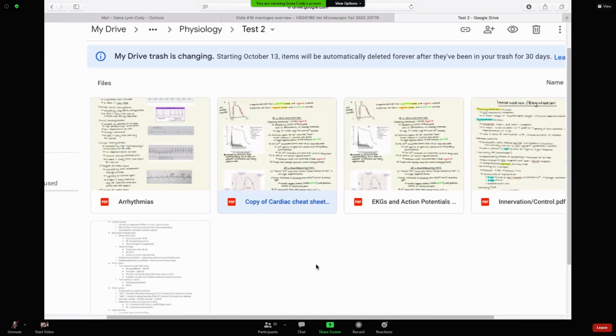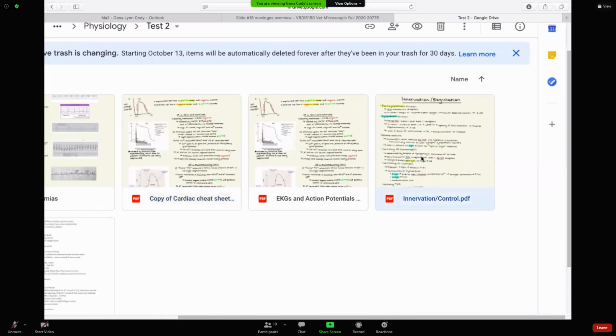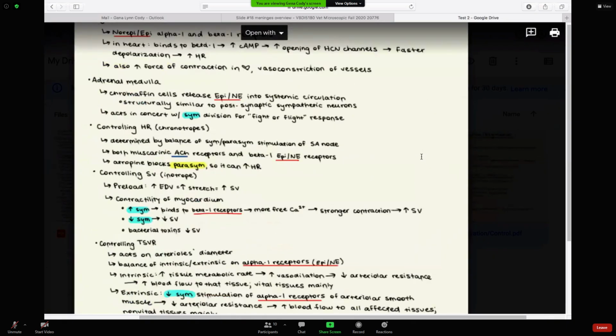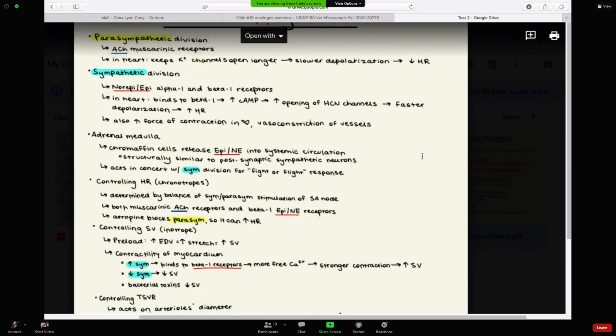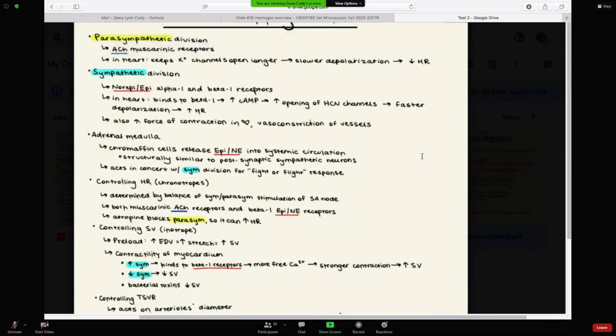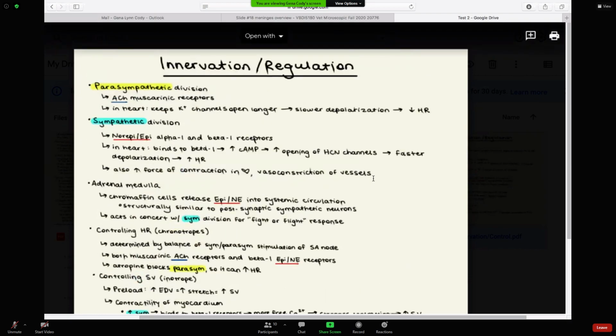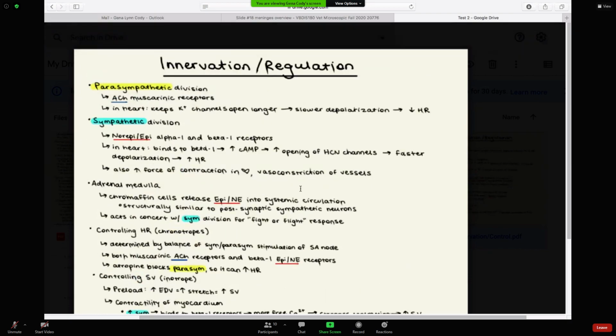Cool. So then the last thing that I had was innervation and control. So this is all the hormones and parasympathetic and so on. Some of this is just rote memorization, but hopefully we can make some of it make sense. So I said parasympathetic slows it down, sympathetic speeds it up. So how does it do that?